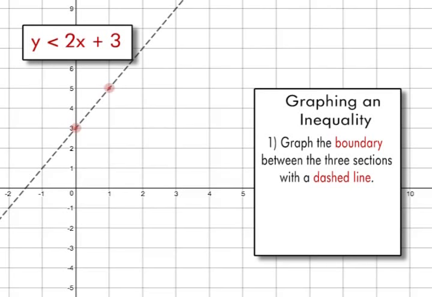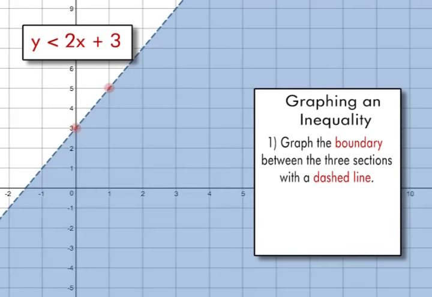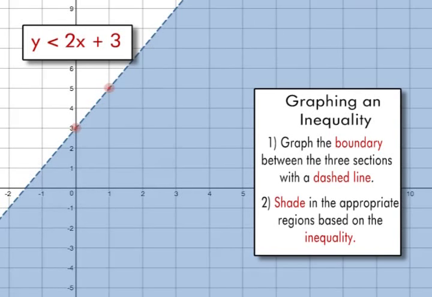So now I have my boundary, and that boundary defines my 3 parts of the graph. The part where all the y values are greater than 2x plus 3, the part where they are equal to 2x plus 3, so again, every point on that line, the y value is equal to 2x plus 3, and the region where the y value is less than 2x plus 3. And this is in fact what we're interested in.